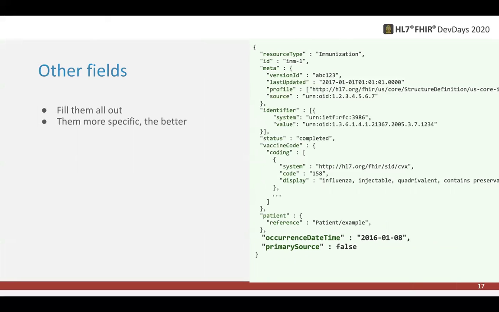Finally, we have all the other fields. And so our tip on this is just to fill them all out. The more specific that you are, the better. Some things like primary source in the immunization record can be leveraged for providing more information about the provenance of a record. But even things like a choice element that could be a datetime or a string, making it the most specific thing that you can is going to be beneficial for your deduplication logic and just create better data for downstream consumers.